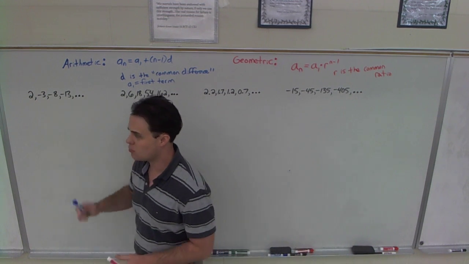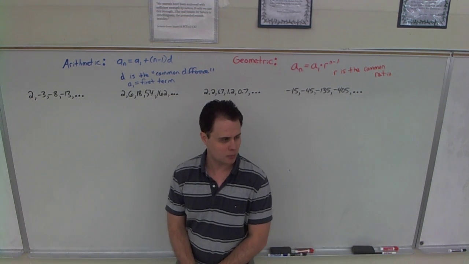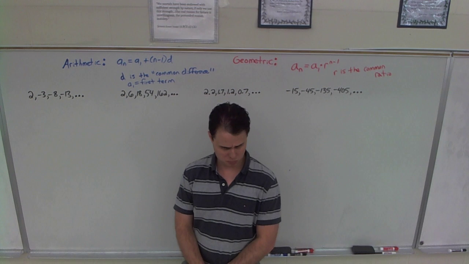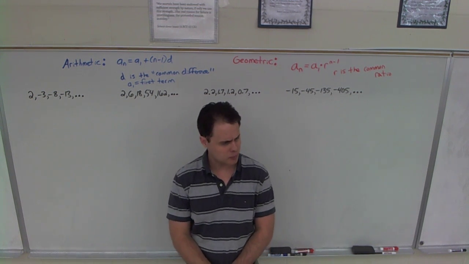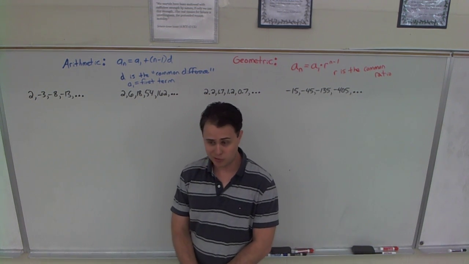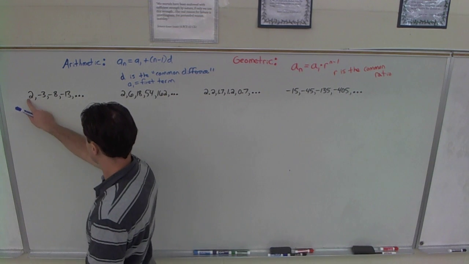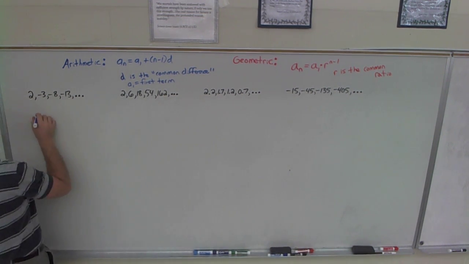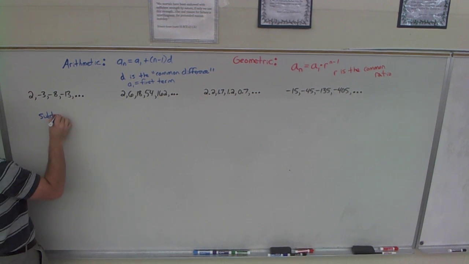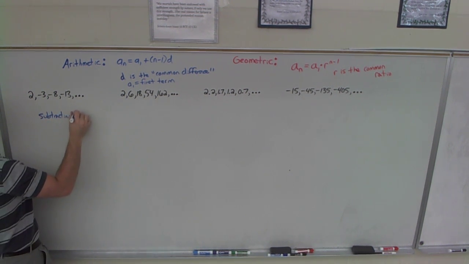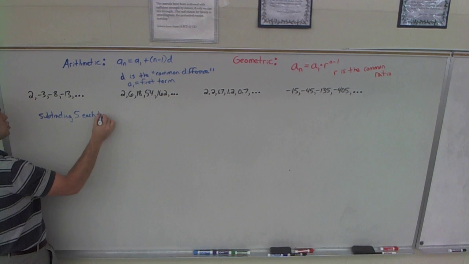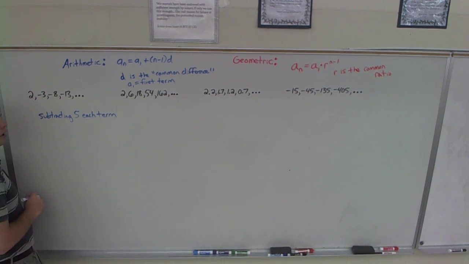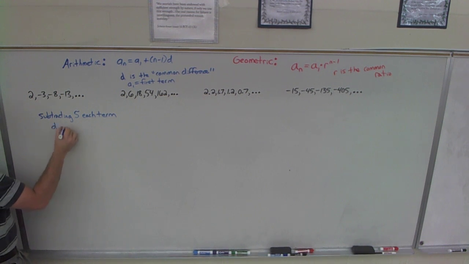So, does this one have a common ratio or common difference? What'd you guys get? Difference. Difference? What's it actually doing? Subtract. Going down by 5 every time, I agree. You guys, down by 5, down by 5, down by 5. Let's just write that down. Subtracting 5 each time, each term. So now we're going to go ahead and write down the actual explicit thing. So that means D is negative 5.